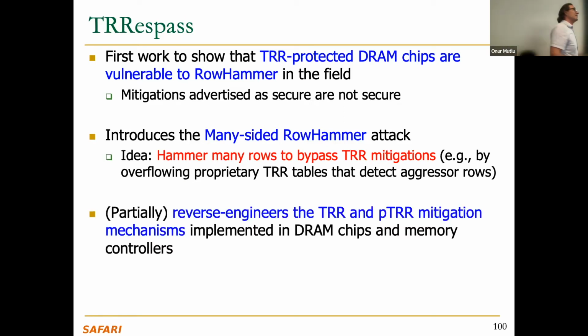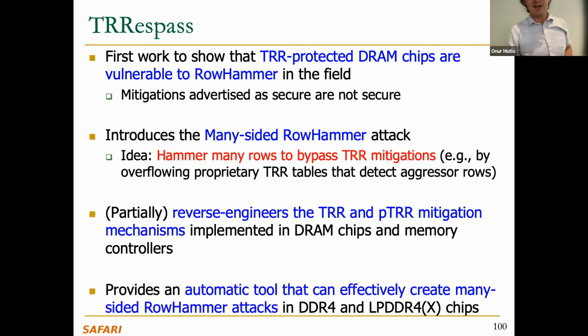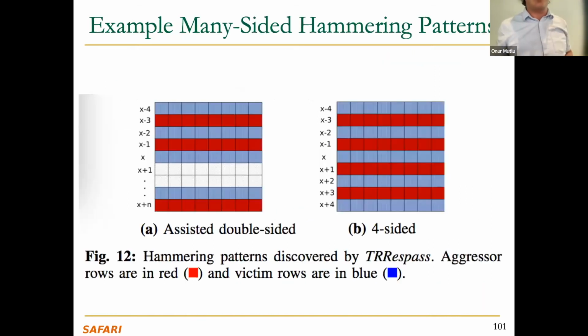Essentially, to be able to do that, we needed to use our FPGA-based infrastructure to reverse engineer what was happening inside the DRAM chips and also the memory controllers. And we provide an automatic tool that created these many-sided RowHammer attacks in DDR4 and LPDDR4 chips that were thought to be not vulnerable. So this is an example of a many-sided attack. Red rows are the aggressor rows. Blue rows are the victim rows, as you can see.